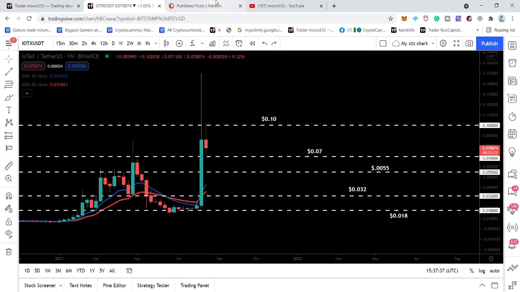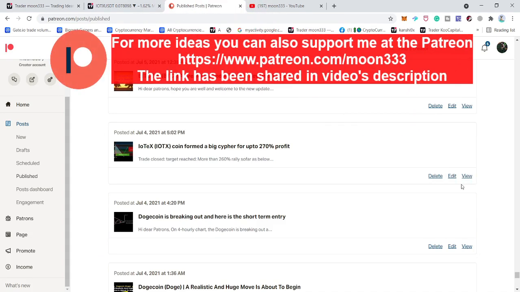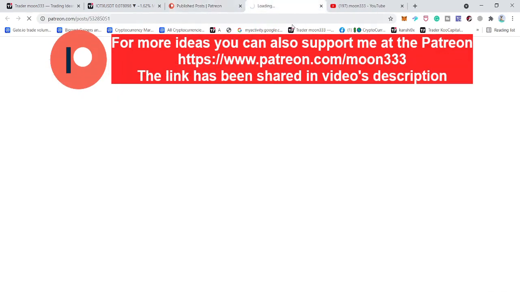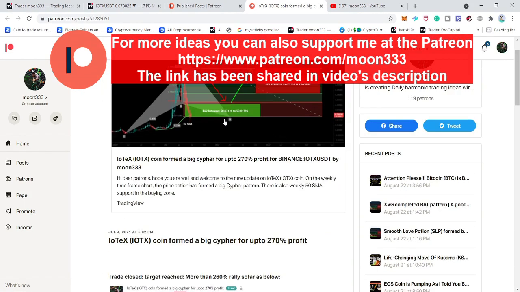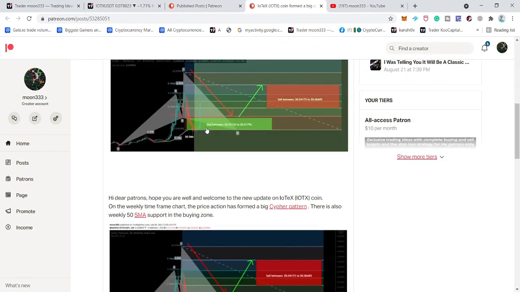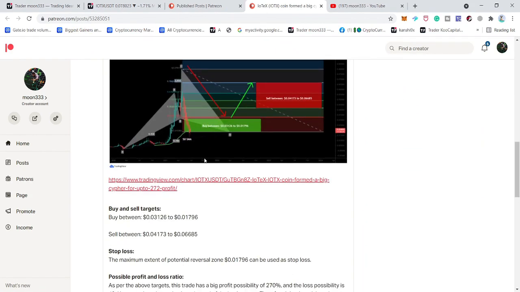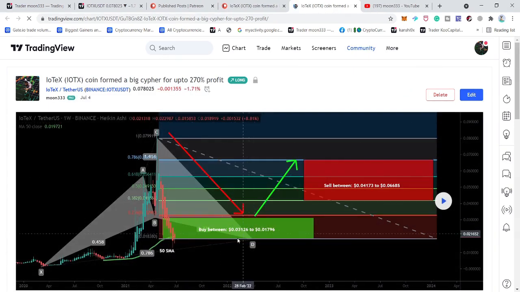Let me show you my previous analysis as well. This was the chart that I shared on Patreon on the 4th of July, which I also shared in my previous video. This was a big formation of the harmonic bullish reversal Cypher pattern. I told my members on Patreon that from here the price line can start a very big move, because it had formed a very perfect bullish harmonic Cypher pattern. This was a low risk trading idea because we were at the end of this buying zone, and the maximum extent of the buying zone was our stop loss as well.